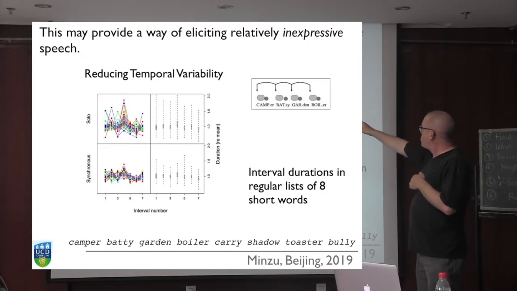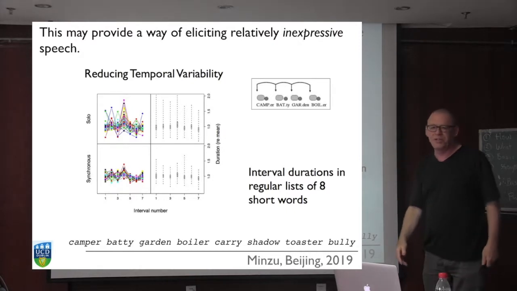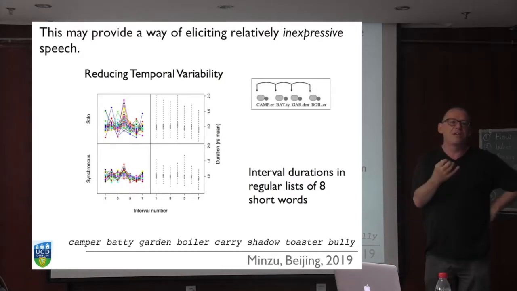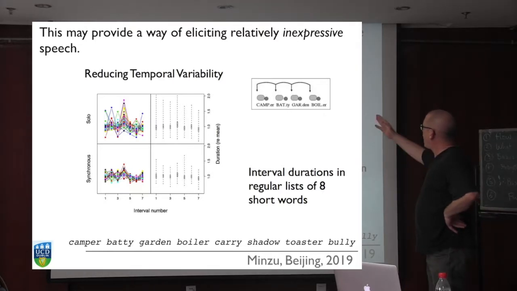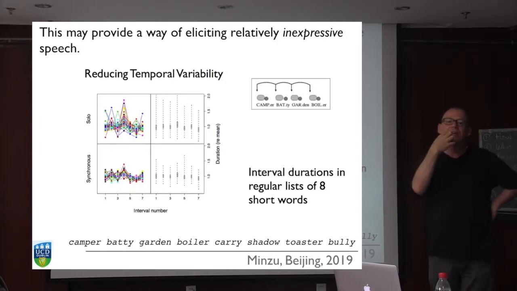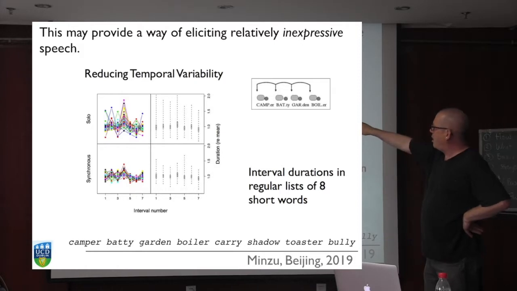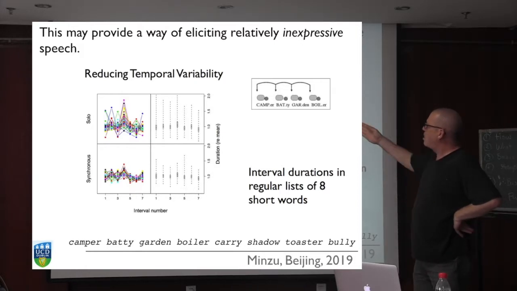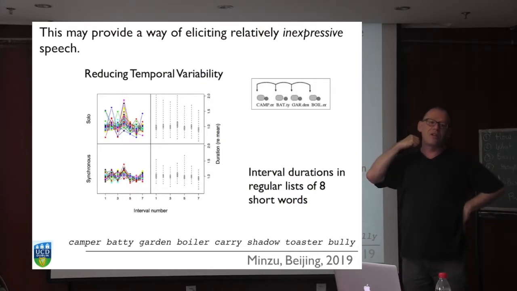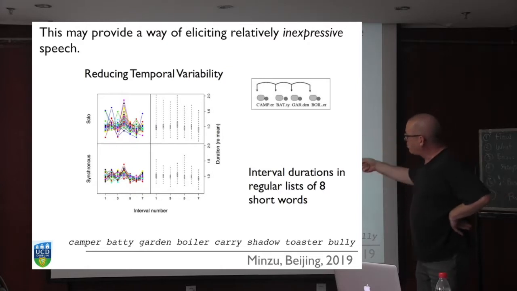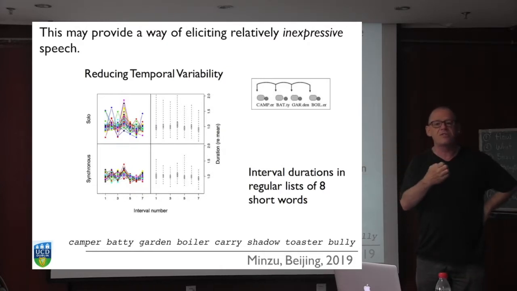And I measured, as you can see in the top right here, the intervals from the beginning of these stressed syllables. In each word, the stressed syllable is the first syllable. So that's from camp to bat, from bat to gar, from gar to boil, and so on. So that gives me 7 intervals. Now I had many such word lists, very many. And over on the data plot, you can see on the top row data from reading these word lists alone. And on the bottom row, you can see data from reading these word lists together with somebody.